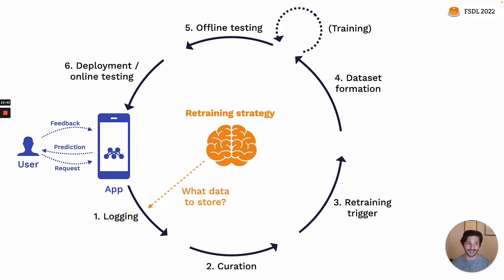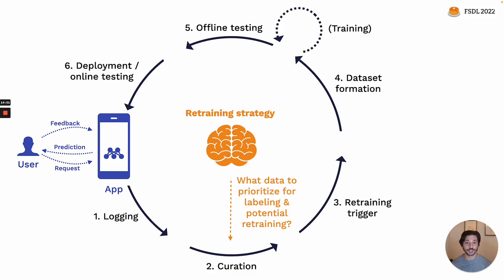So at the logging stage, the key question that's answered by the retraining strategy is, what data should we actually store? And at the end of this, we have an infinite stream of potentially unlabeled data that's coming from production and is able to be used for downstream analysis. At the curation stage, the key rules that we need to define are what data from that infinite stream are we going to prioritize for labeling and potential retraining. And at the end of the stage, we'll have a reservoir of a finite number of candidate training points that have labels and are fully ready to be fed back into a training process.